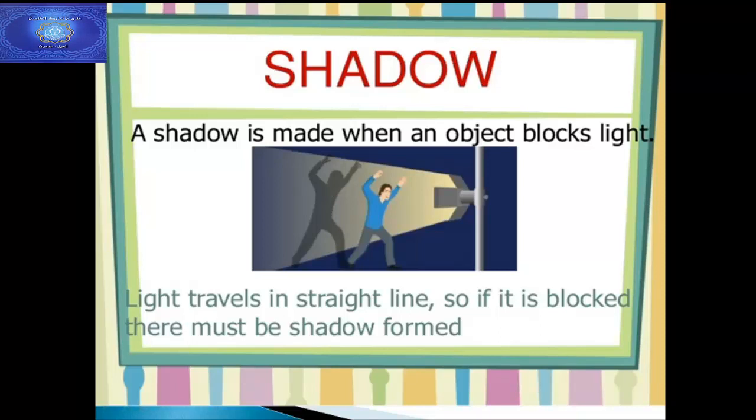That means the light travels in a straight line. The light cannot bend. If the light bent, the shadow would not form. But because the light travels in a straight line, the shadow forms.